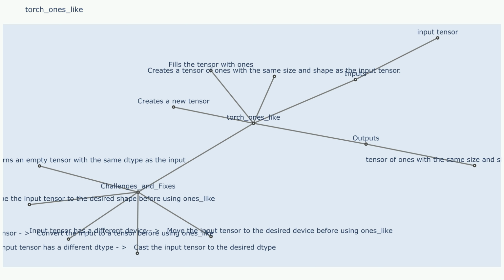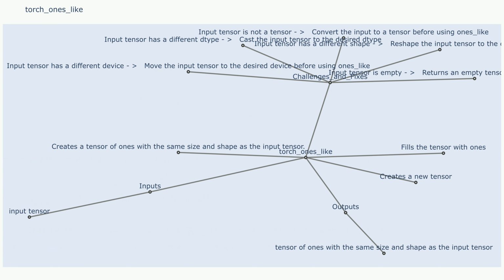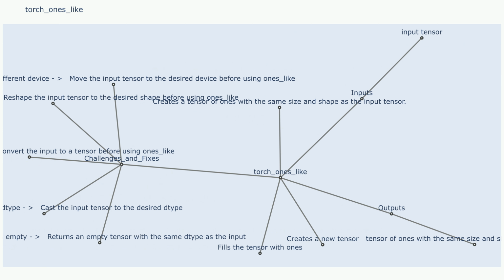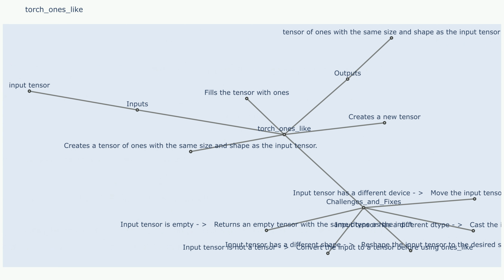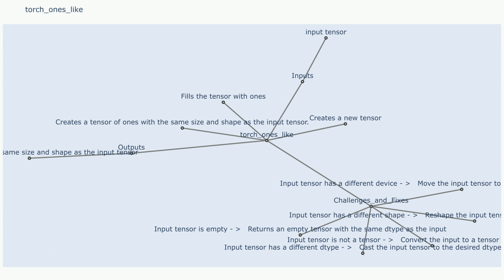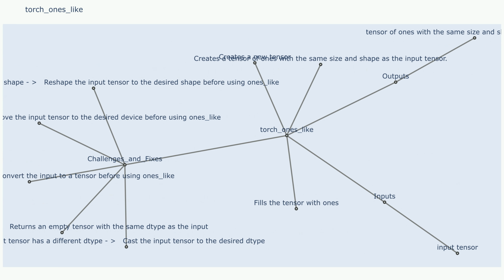torch.ones_like. Description. The torch.ones_like function is used to create a new tensor filled with ones, with the same size and data type as the input tensor. It is a convenient way to generate a tensor filled with ones without having to specify the shape and data type manually. Inputs. Input 1. Input: the input tensor whose size and data type will be used to create the new tensor. Outputs. Output 1. A new tensor filled with ones, with the same size and data type as the input tensor.